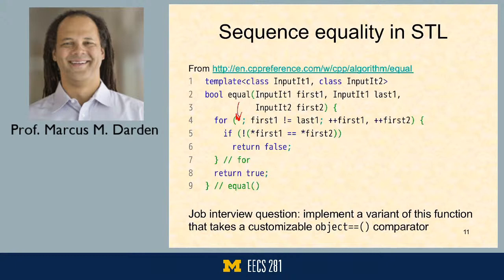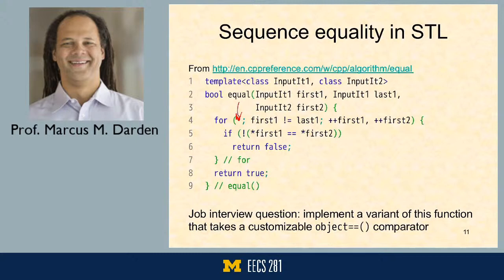Then every time through, I'm going to update both first 1 and first 2. So that's what we see here in the third portion of the for loop. This comma in between allows us to combine these two operations. So in this case, the iteration step of the for loop moves both the first 1 iterator and the first 2 iterator. Then while we're in the body of the loop, we're just checking to see if what's at those 2 iterators is equal. If it's equal, we move on. If it's not equal, we return false. Eventually, if we get to the end of the first sequence without having run into any problems in the second sequence, we can just return true.